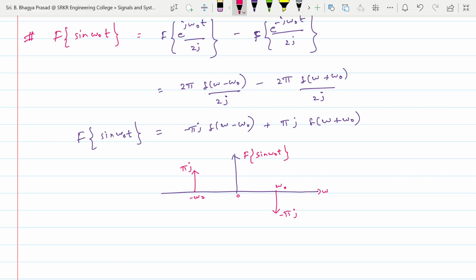Like this, with the help of the properties, you can solve Fourier transform problems. In another lecture, we will discuss in more detail some more problems that we can solve with the time differentiation property, integration property, convolution property, and so on.